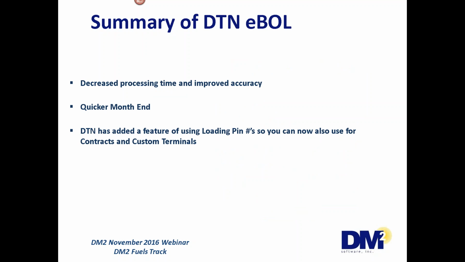In summary, DTN eBOL provides the opportunity to automatically import the BOL header into DM2 for improved accuracy and efficiency. BOL header receipts are automatically brought into the system via the DTN BOL interface. It decreases processing time and improves your accuracy. Reconciling at end of day and end of month is quicker because you've made sure all the BOLs have been processed and addressed along the way. Additionally, there is the new loading PIN number you can use through DTN for contracts and custom terminals.